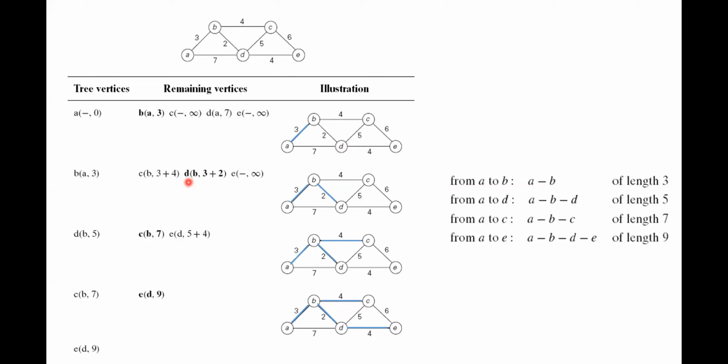What is the better cost? From A through B, I can reach D with a path cost of 3 plus 2. Okay, from A and B, there is no direct connectivity to E, so it remains infinity as it is. So I am having two options now: node C, node D. This is 3 plus 4, this is 3 plus 2. Of course 3 plus 2 is 5. This is minimum, and hence I will consider D as the selected node.